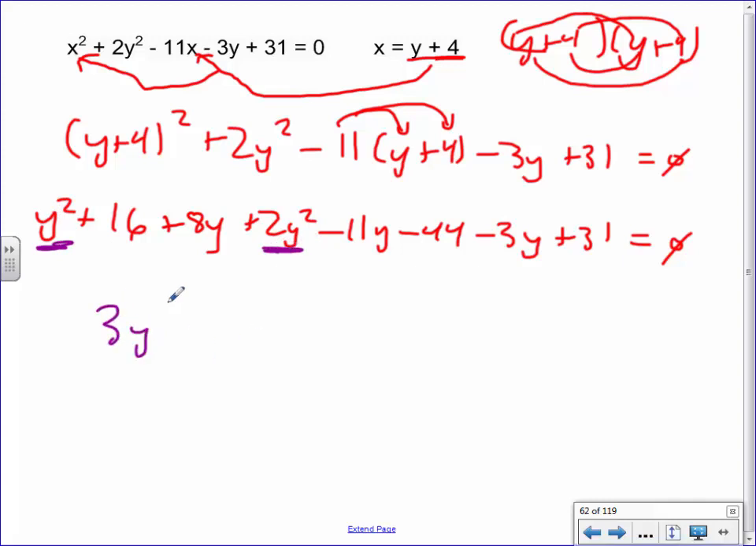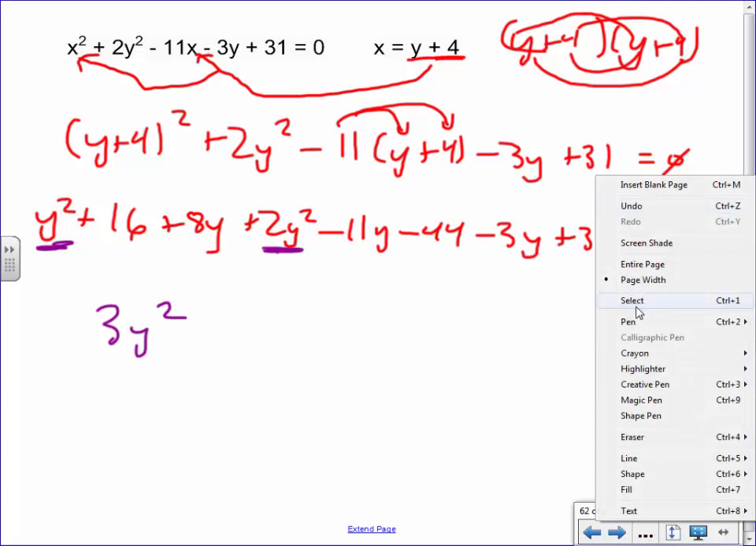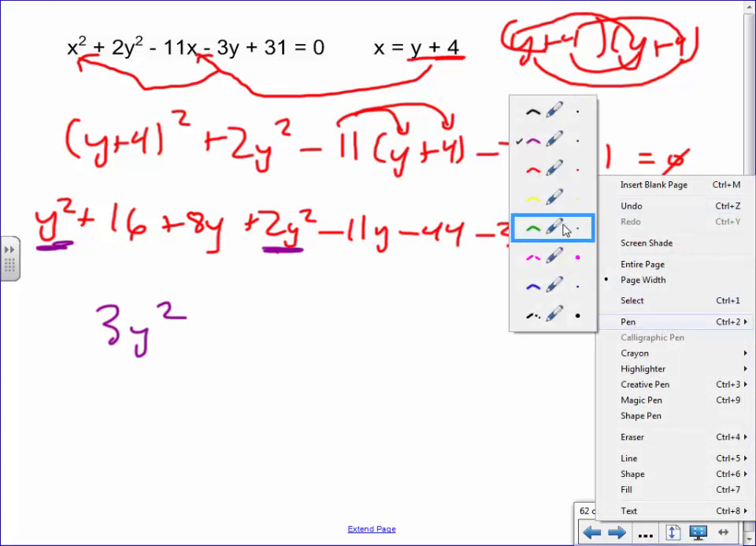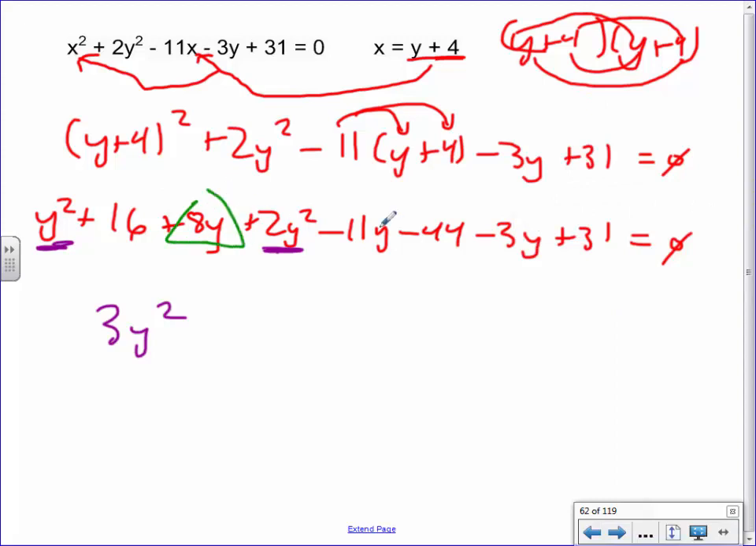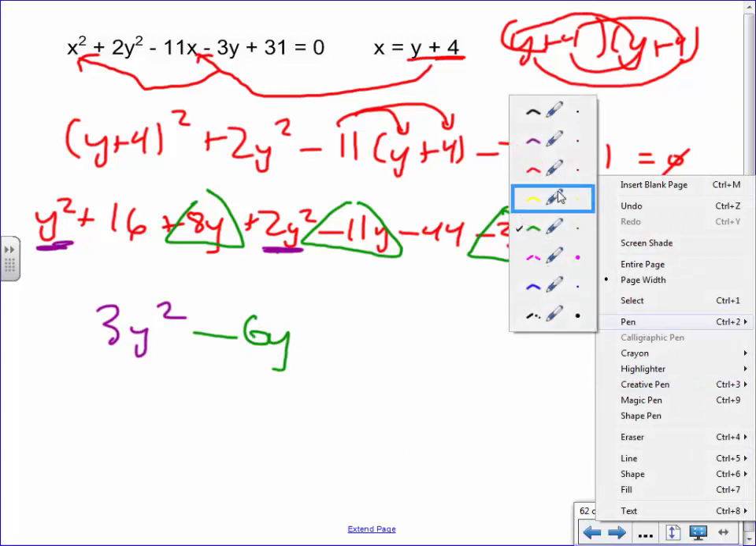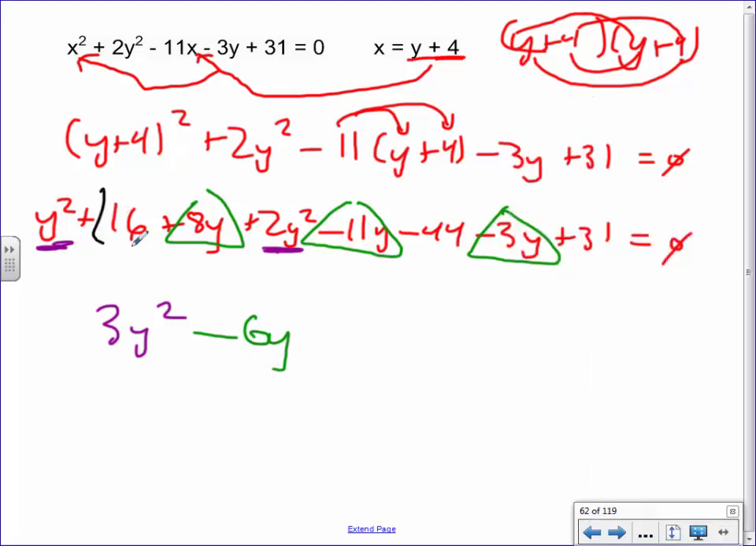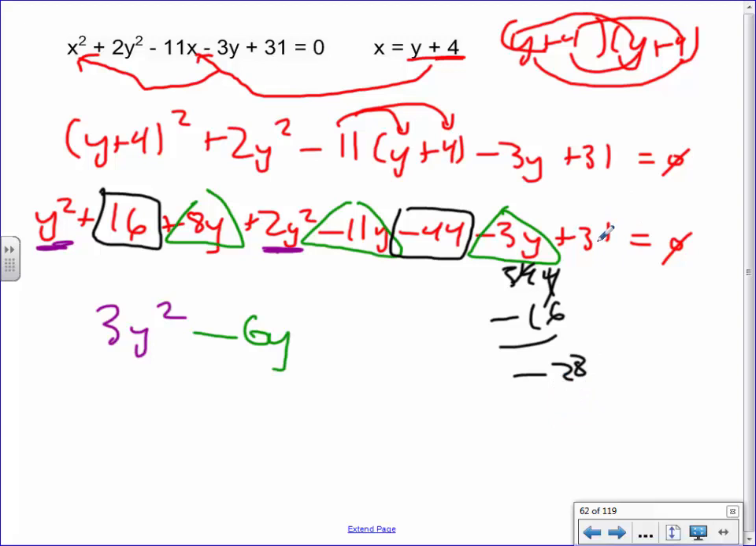Okay, so I need 3y squared. Then in a new color, or sometimes I use shapes. This is just my trick, by the way. I would then say that I need the 8y. When I'm minus 11, I'm down to minus 3. And when I'm minus 3 more, I'm down to minus 6. And then the remaining ones I'll use black for. I've got 16. I'm going to subtract 44. Ugh, shoot, 16 minus 44. Okay, that looks like it's minus 28. But then I have to re-add 31, which is 3.